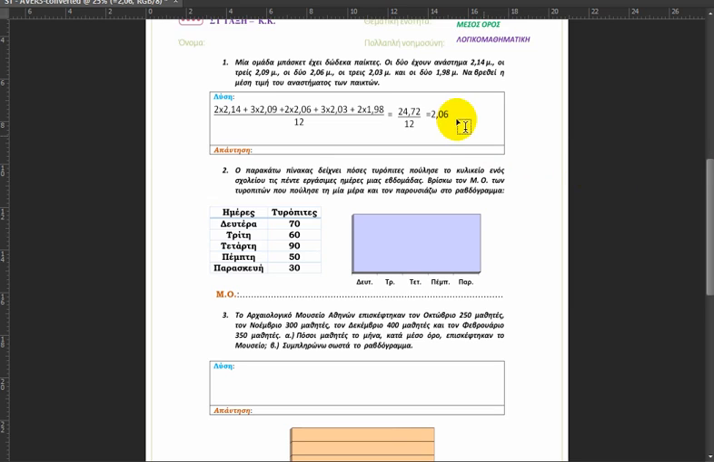Or 2.06. If I want to be absolutely 100% correct, I'm going to go here where it says answer. I'm going to write the average height. The average height of the team is 2.06 meters. And that is 100% absolutely right.